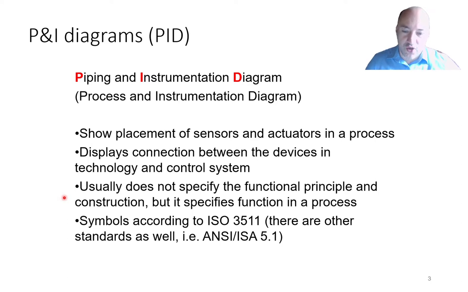The PI diagram usually does not specify the functional principle and construction of the sensor. So it will not tell you that this is, for example, an ultrasonic liquid level meter, or that this will be a platinum RTD. But it will tell you that at this specific place you measure liquid level and that at some other specific place you measure temperature. But you can specify the functional principle with a side note, but it's not very common in those diagrams. So the PI diagram specifies only a function in the process. So it's telling us here at this place we measure temperature, but it will not tell us how and with which device.